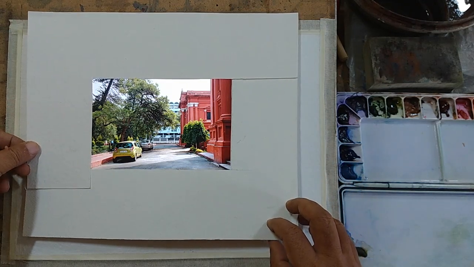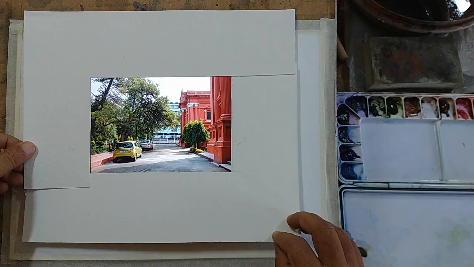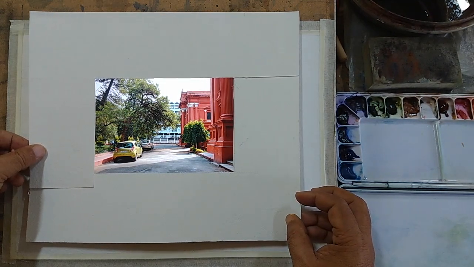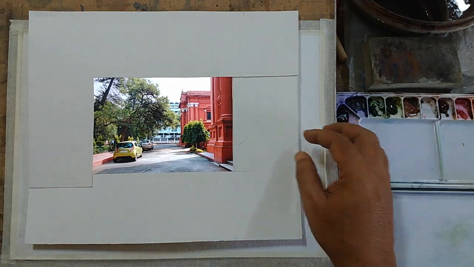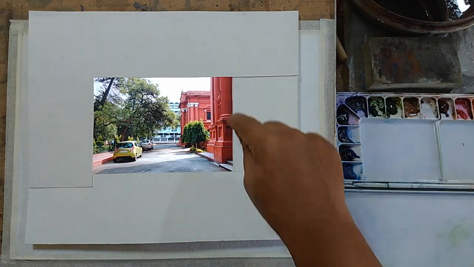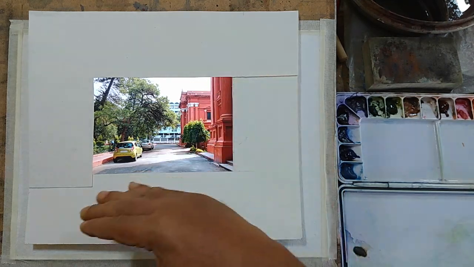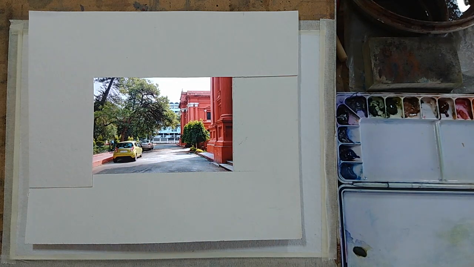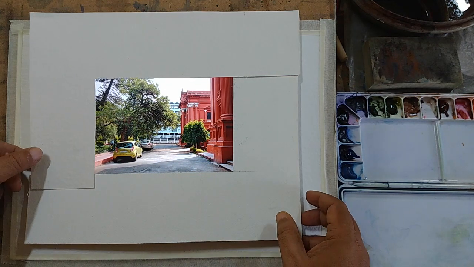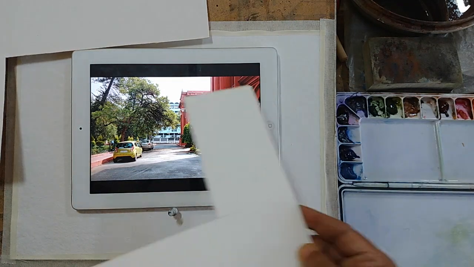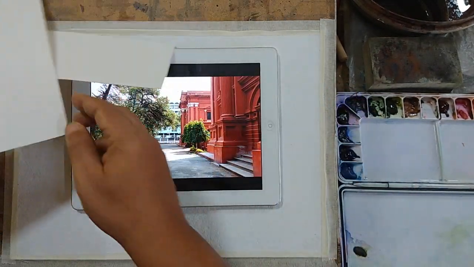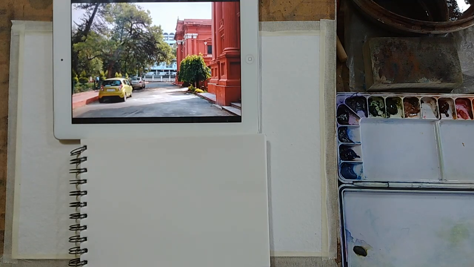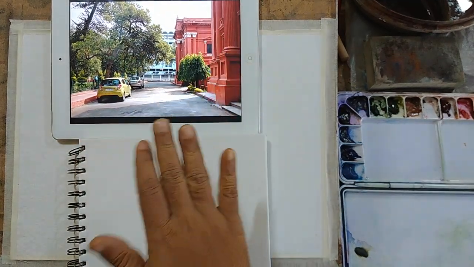Right, so this seems to be good to me. That means I am cutting up to this pillar, and slightly below the car wheels. I think this looks better than the entire thing, because there are a lot of details here which we could probably remove. Now we have the frame set, we will go for a quick thumbnail.